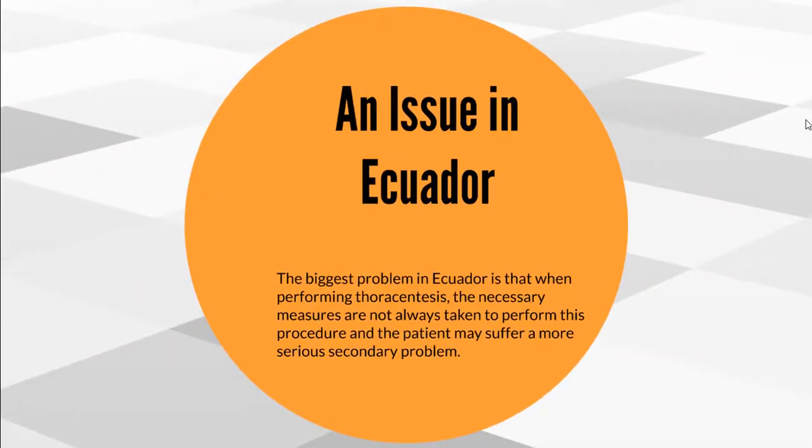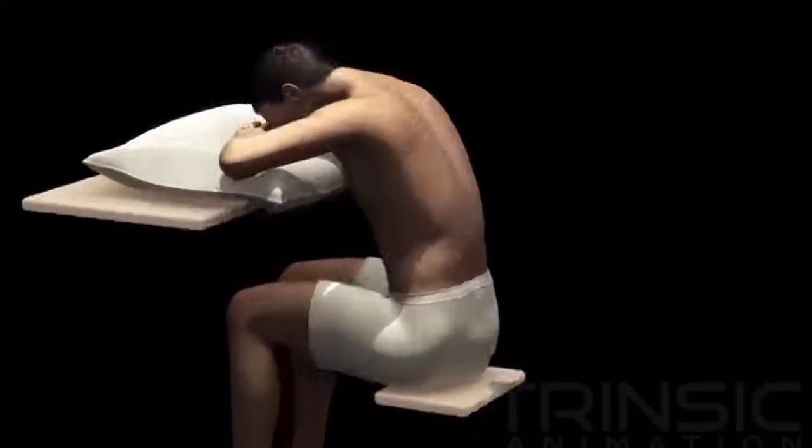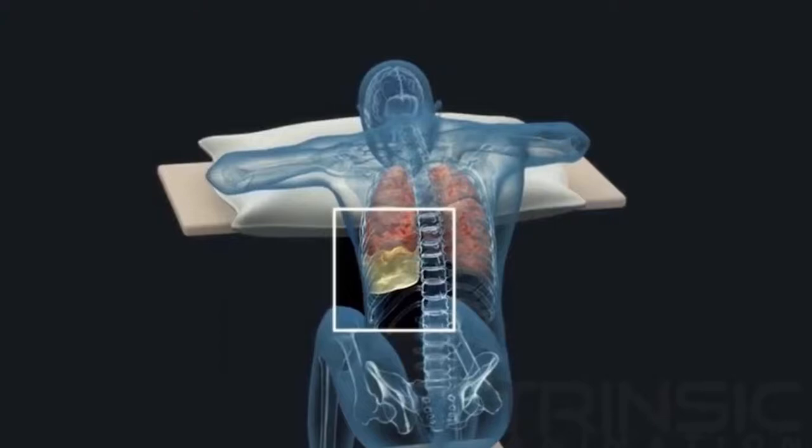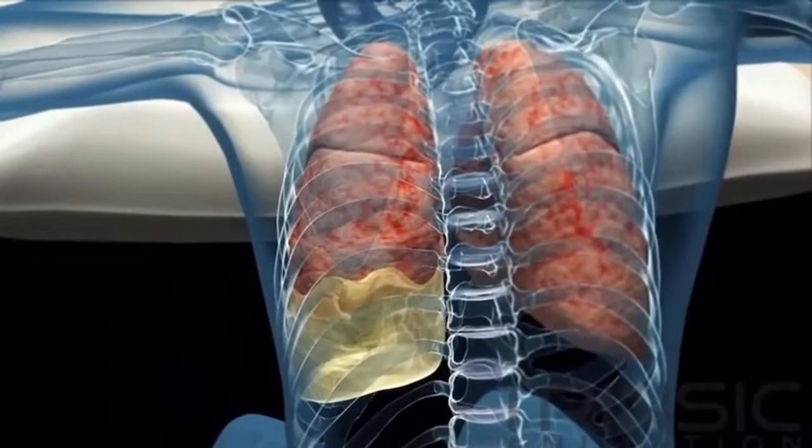Issues in Ecuador. The biggest problem in Ecuador is that when performing thoracentesis, the necessary measures are not always taken to perform this procedure, and the patient may suffer a more serious secondary problem. Thoracentesis is performed to assist in the diagnosis and therapeutic management of patients with pleural effusions.